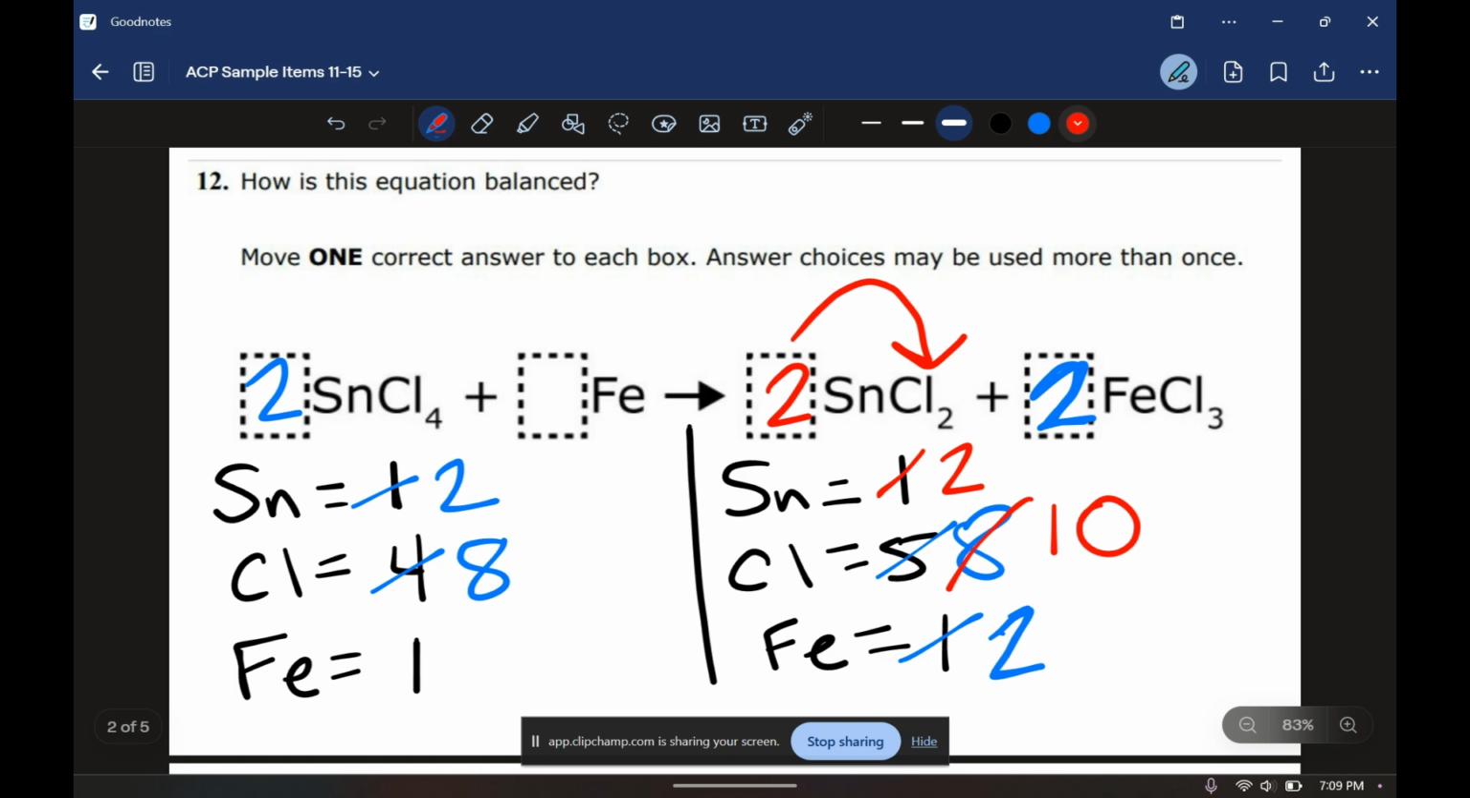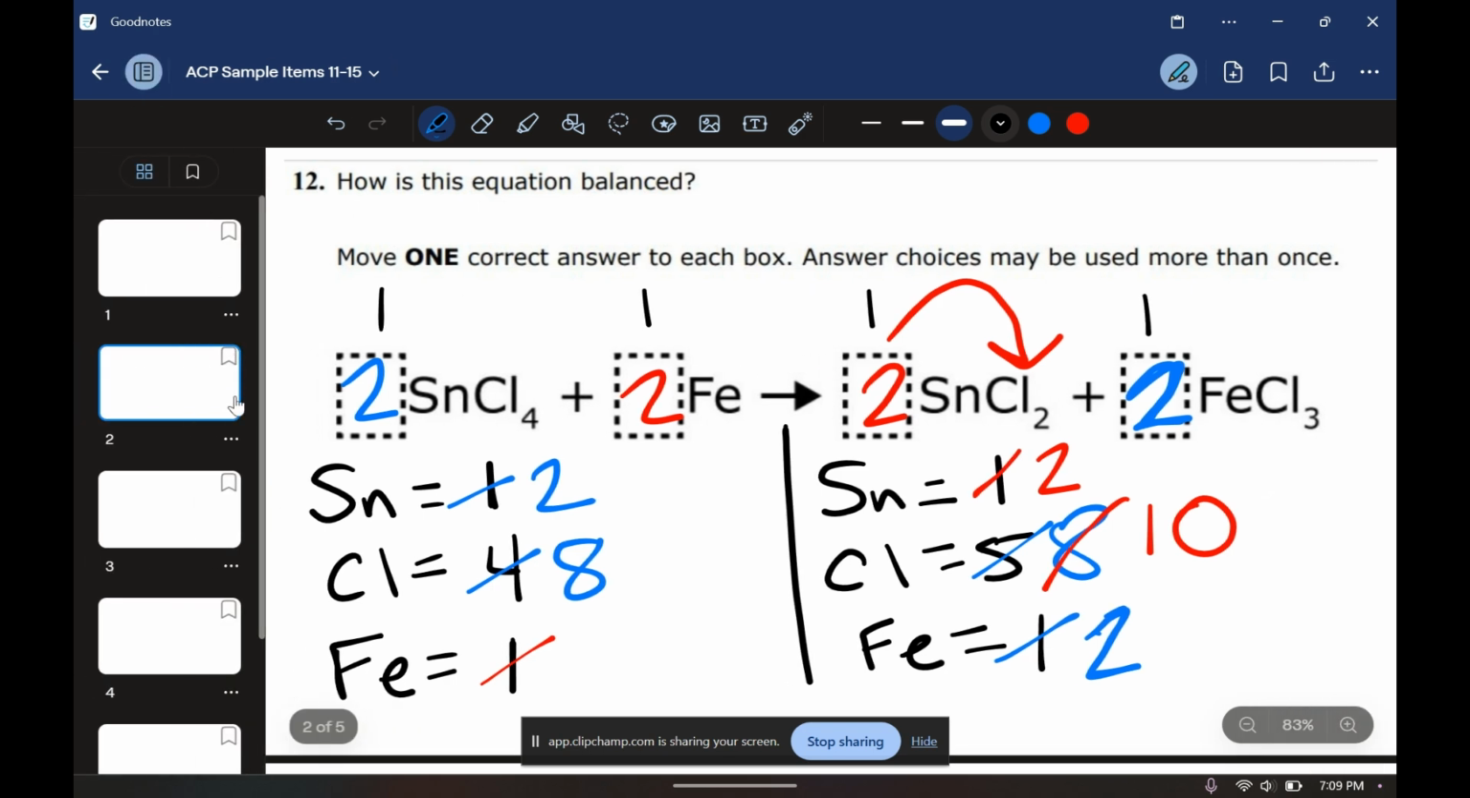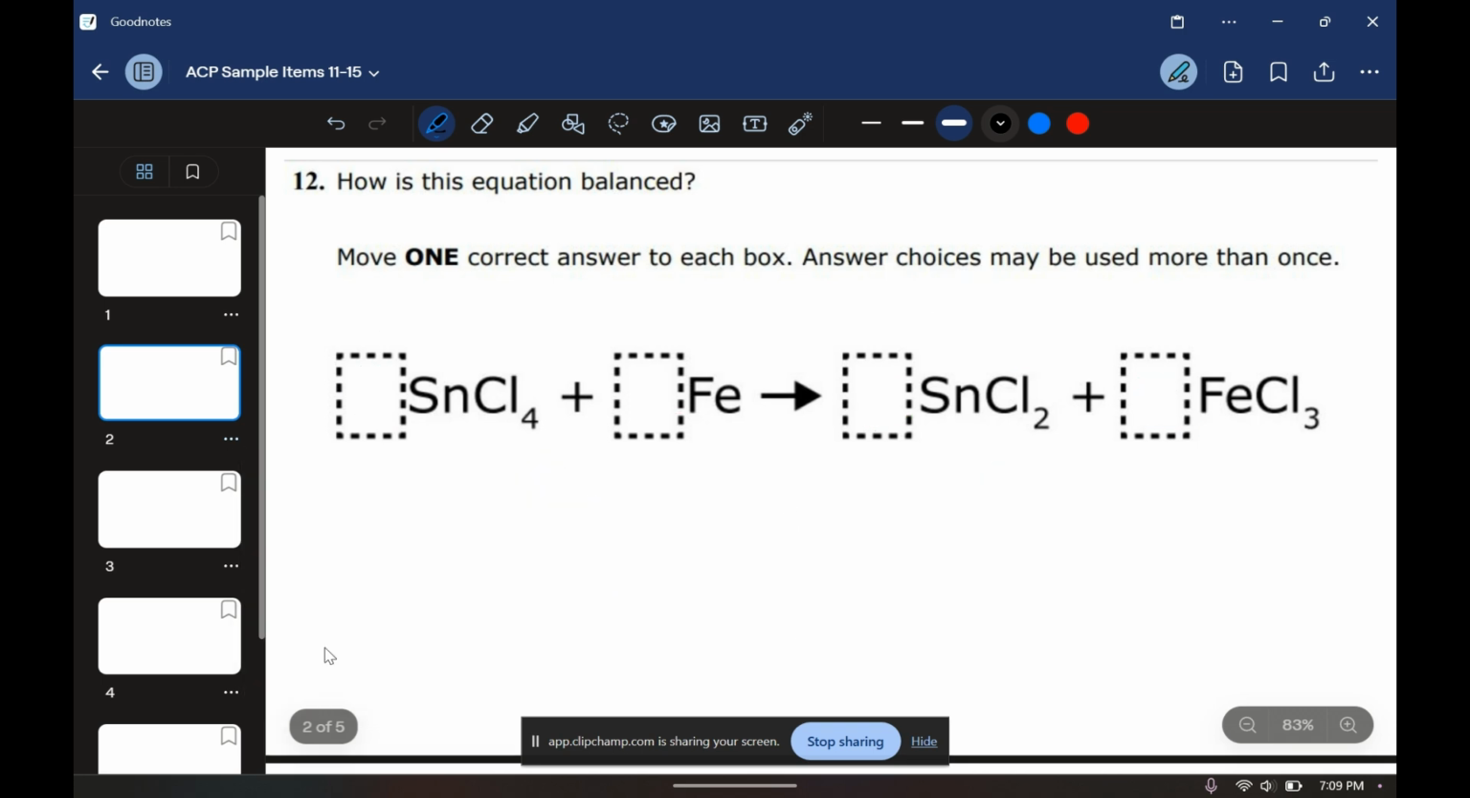That means you would need to put a 2 over here to get 2 irons. And if you have 2, 2, 2, 2, that's essentially the same thing as just having 1, 1, 1, 1, which means we really didn't do anything. So that's okay. We just have to start all over again.